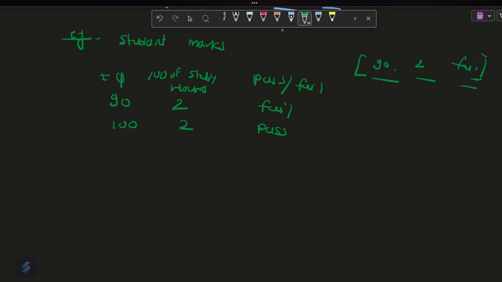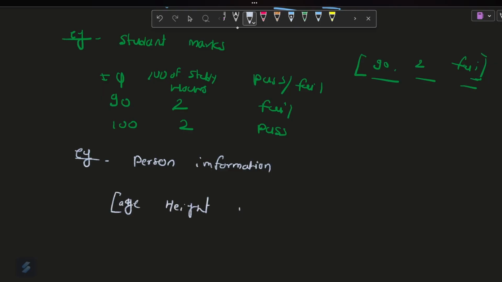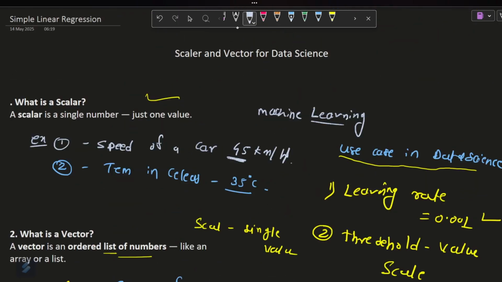Another example is person information: age, height, weight. This is the person information, and you consider it in the form of a list. That is a vector. In the next video we will learn more.